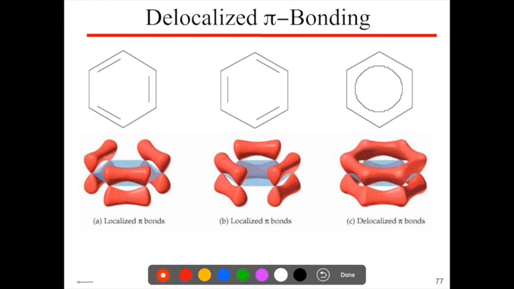Instead of a dotted line, we're going to use a circle. In this particular case, showing that the bonding can be all the way through. And so the delocalization is important. In this particular case, it actually brings stability, a higher stability or a lower energy state than either of the two before.